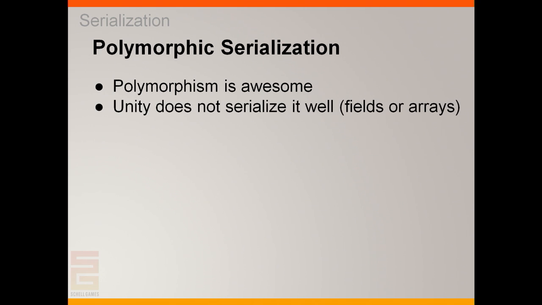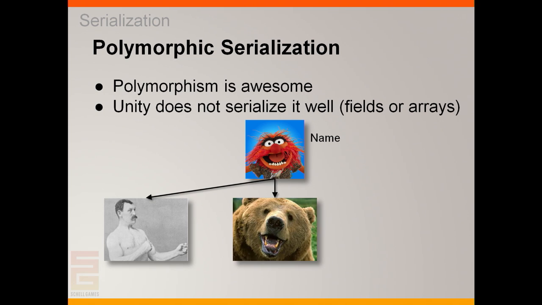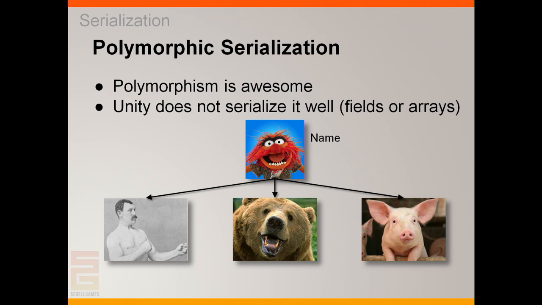But Unity does not serialize this well, either as a field structure or as an array structure. If I have an array of some superclass, I can't just pack in an inheriting class object and expect it to give me that data. So for example, if I have an abstract base class Animal, and that is something that we can't instantiate because it's abstract, and that has a field name. And we extend the abstract base class Animal to have a class Man, Bear, and Pig.